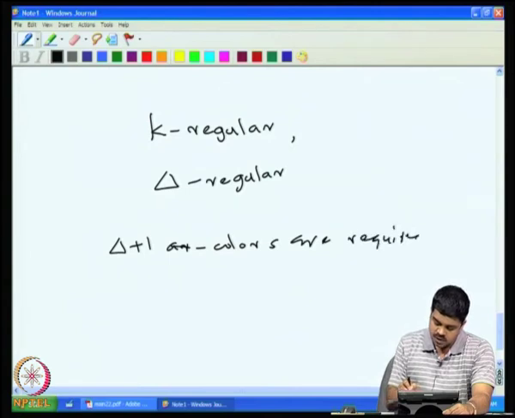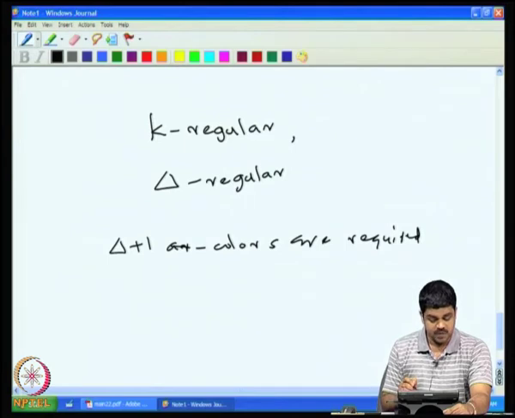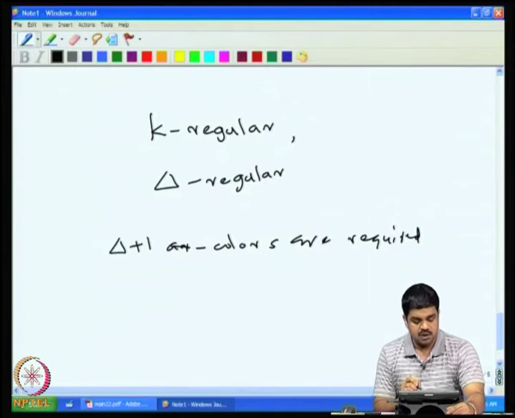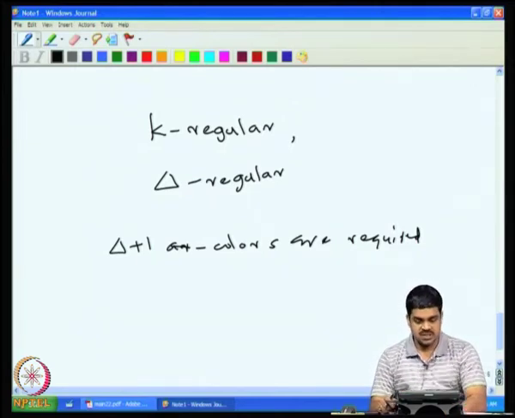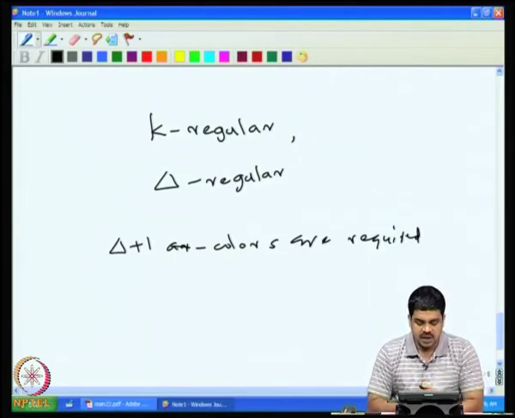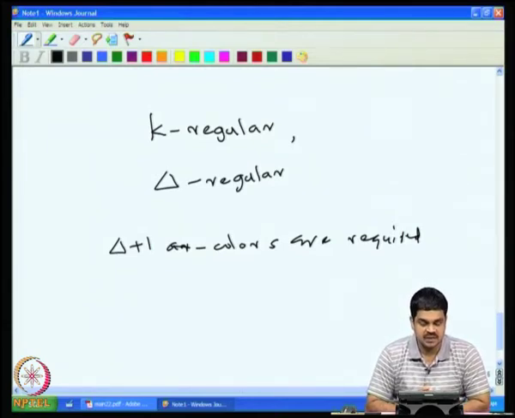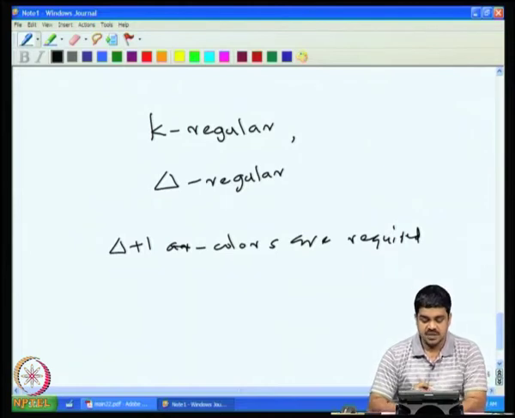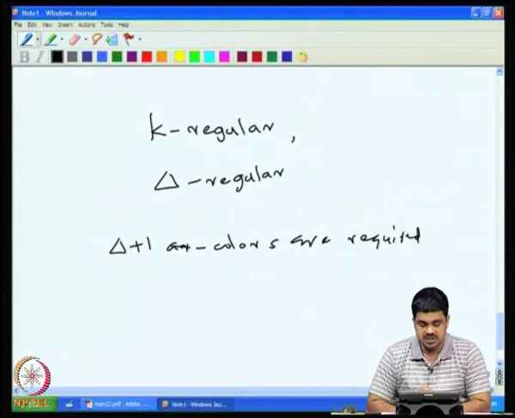Why is it so? This property is somewhat different from proper coloring, because we know there are k regular graphs which can be properly colored using just k colors. It is not that every k regular graph requires k plus 1 colors for its proper coloring, but when it comes to acyclic coloring, we need k plus 1 colors.